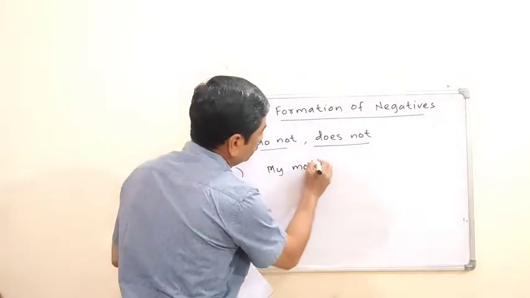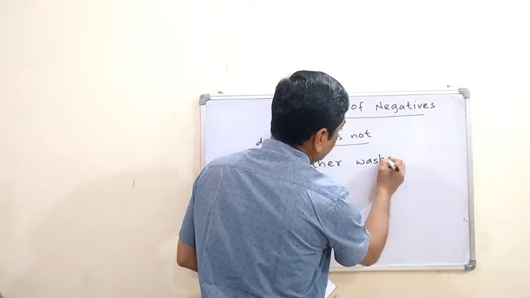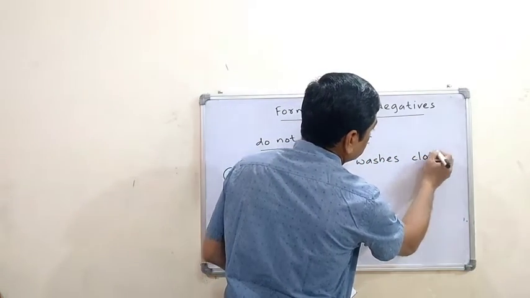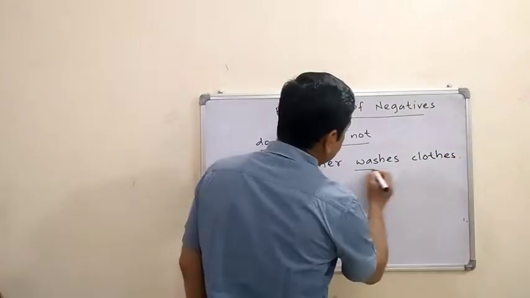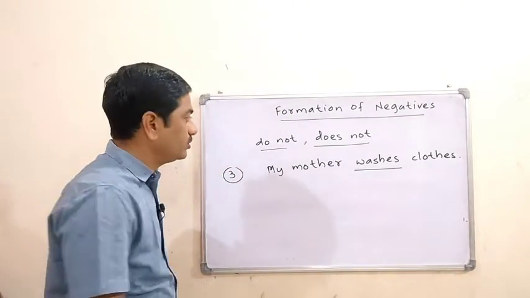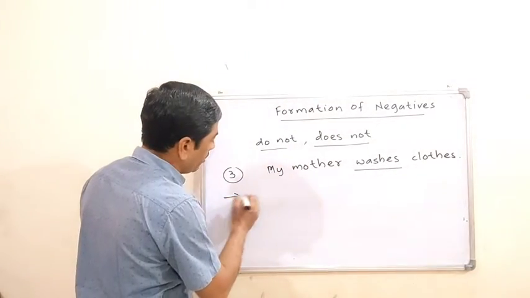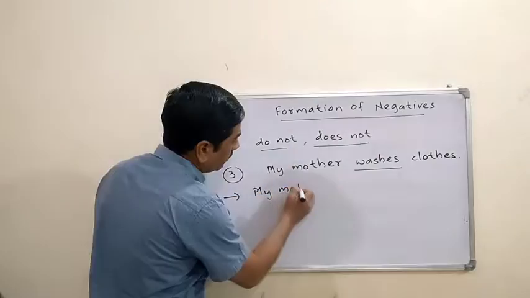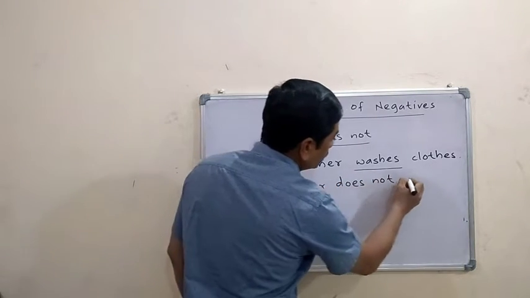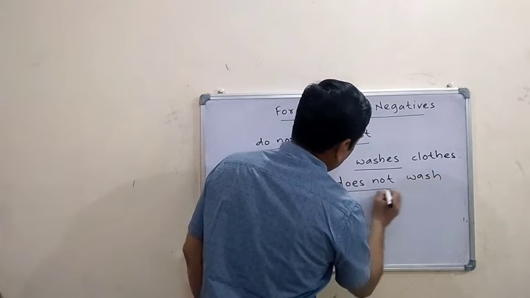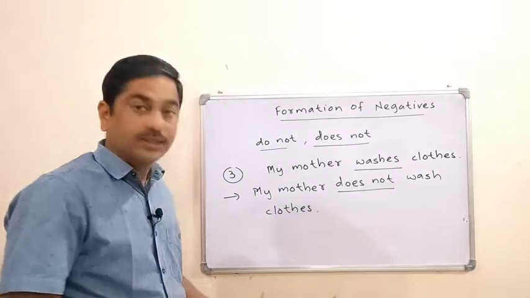My mother washes clothes. So in this sentence also the s form of the verb is used. So while changing it into a negative sentence, you will make use of does not. My mother does not wash clothes. We will study a few more sentences.